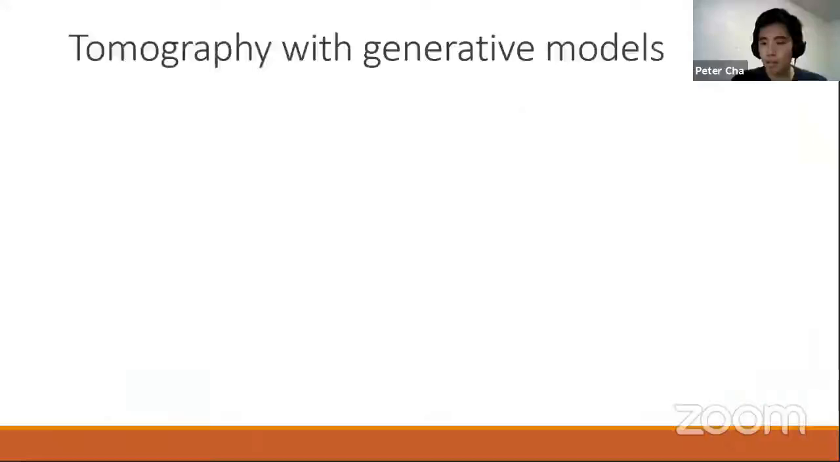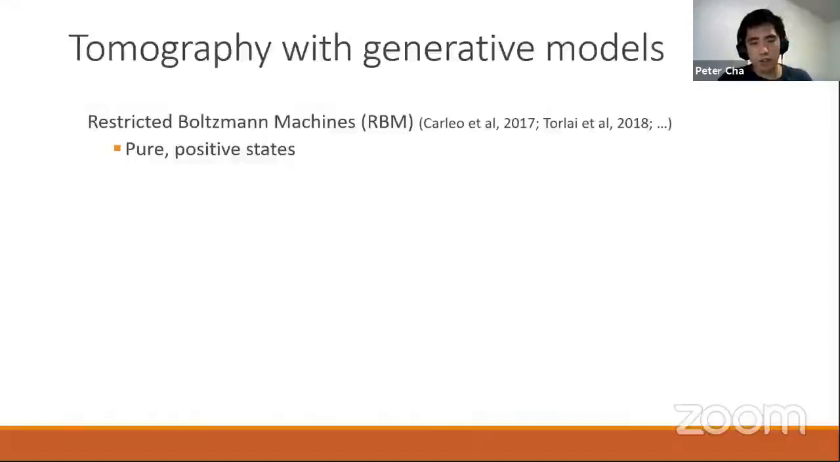One very exciting recent progress has been made in this direction with generative machine learning models in particular. The stage was set for the application of generative models in tomography with restricted Boltzmann machines employed by Carleo et al. in 2017, and some other works that have followed, in which they demonstrated the ability of RBMs to learn quantum states based on measurements. But of course, due to the limited expressibility of RBMs, the RBMs were restricted to learning pure and positive states.